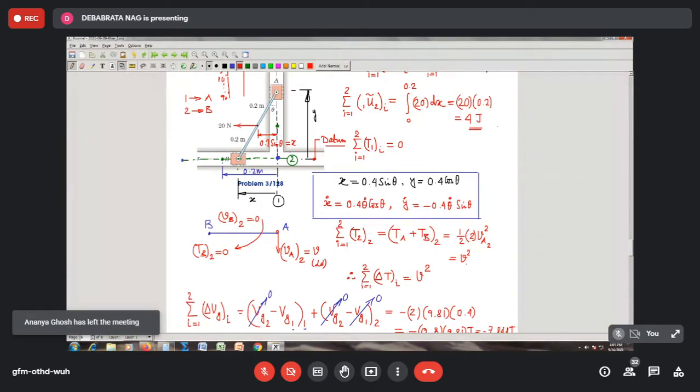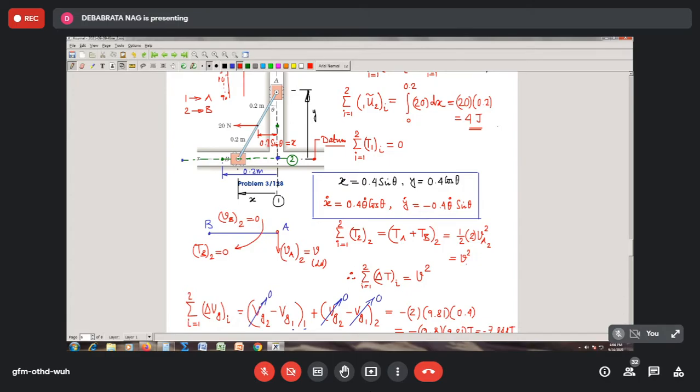Then you can also express the gravitational potential energy, because you see this block continues to be in this position, so we choose this as datum. So this potential energy we can take to be 0, and for that it can also be expressed in terms of theta, because y equal to 0.4 cos theta is supplied to us. So the potential energy for block A for any arbitrary position is given as 2 into 9.81 into 0.4 into cos theta. So you can express the potential energy term there.